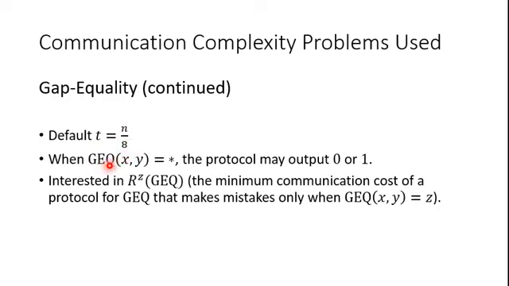And of course, as I mentioned, when GEQ(x, y) equals star, that means that the protocol can output 0 or 1. What we're interested in in this case is the communication cost that makes errors only on z. This is the definition for the minimum communication cost of a protocol for GEQ that makes mistakes only when GEQ equals z.